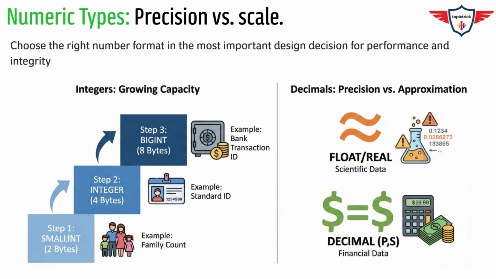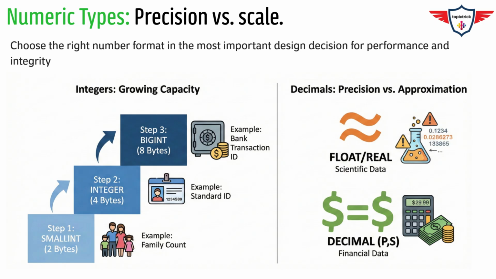First, you have your integers, whole numbers without decimals. DB2 gives you three main options here based on size. You have SMALLINT, which uses only 2 bytes of storage. This is great for small counts, like the number of children in a family. Then you have integer, or just int. This is your standard 4-byte number, handling values up to about 2 billion. Finally, for the big data, you have BIGINT. This uses 8 bytes and can store massive numbers. If you are generating a unique ID for every transaction in a bank, use BIGINT.